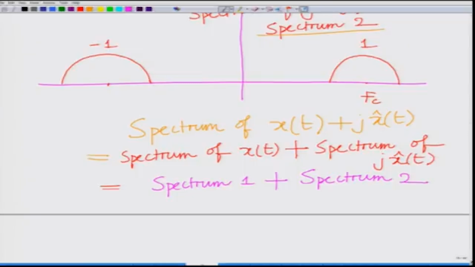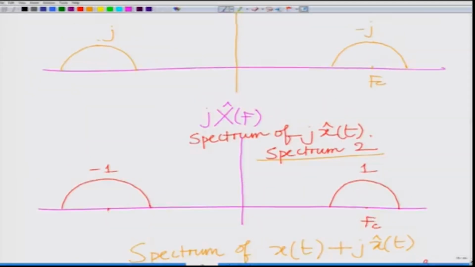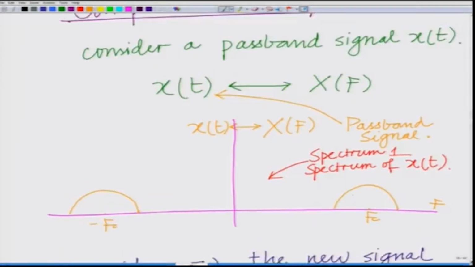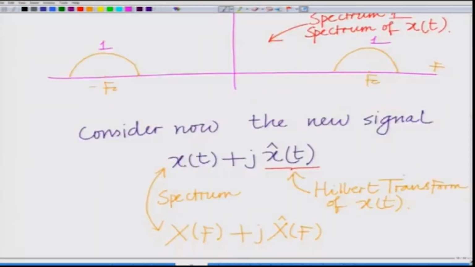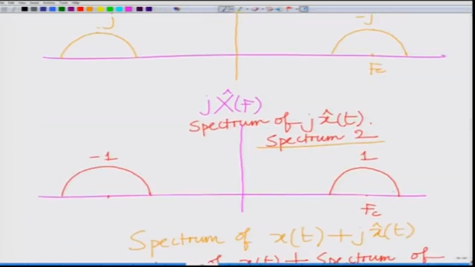We are now trying to add these two spectra. If you look at the spectrum of x(t), it is simply both the side bands scaled by 1, that is the unity factor, the default. Now, if you look at the spectrum of j x hat(t), the positive band, the band at f c, is scaled by 1, and the band at minus f c, the negative frequency band, is scaled by minus 1.